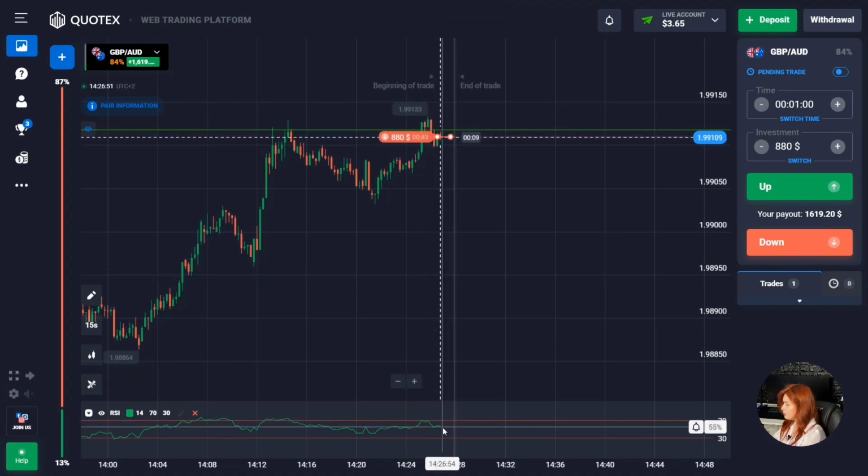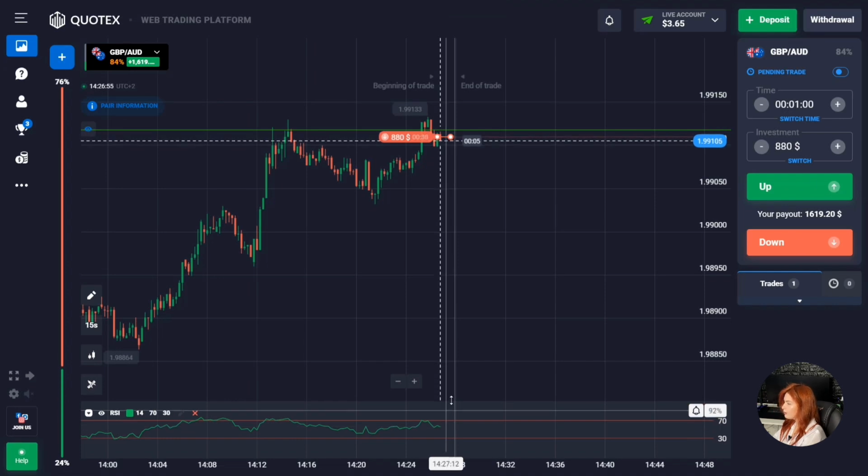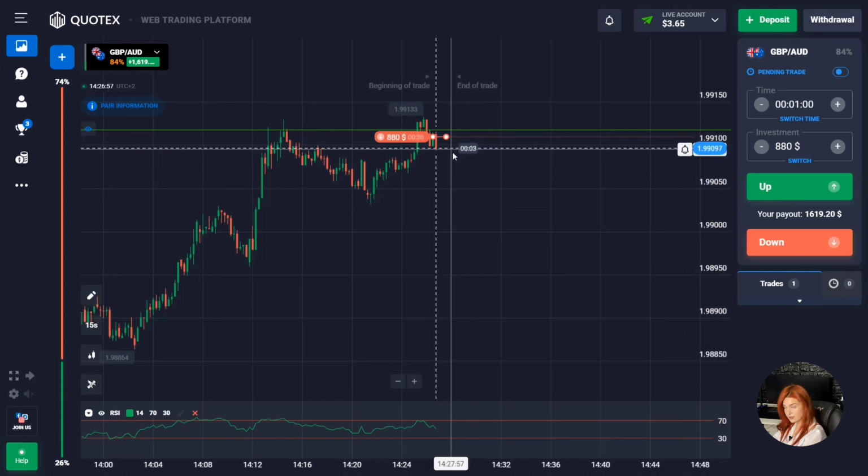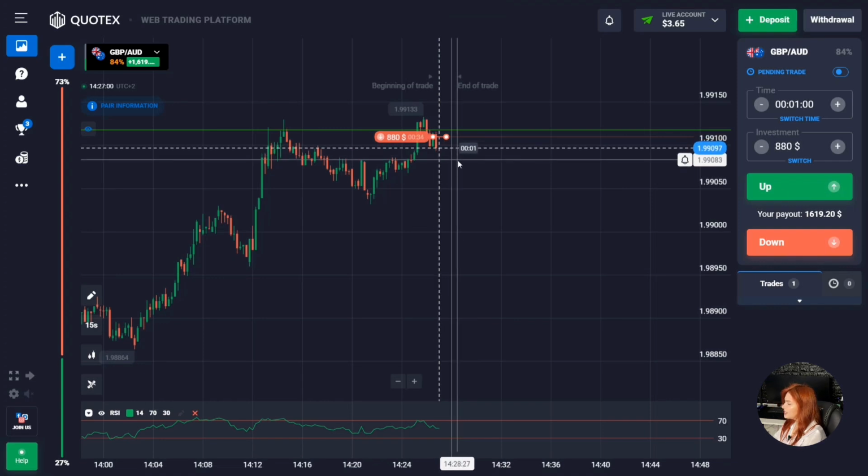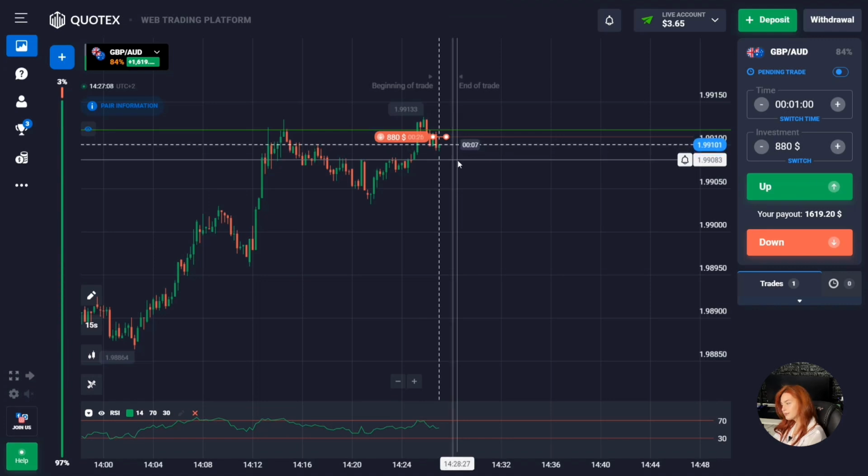There was a reaction from the overbought zone. I think that there will be at least a small downward pullback and we will try to make money on this downward corrective movement, guys. And as you can see, in all such situations, 1 minute deals work out perfectly here. Well, let's watch the price and wait for the result, guys.